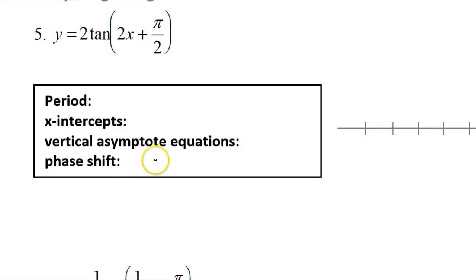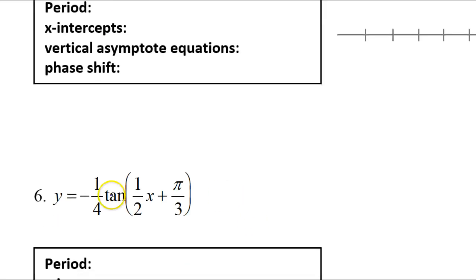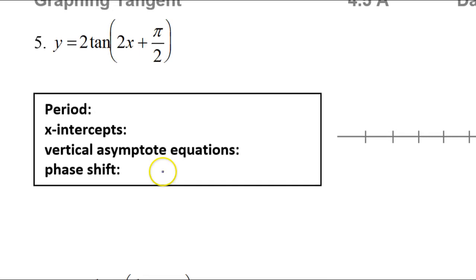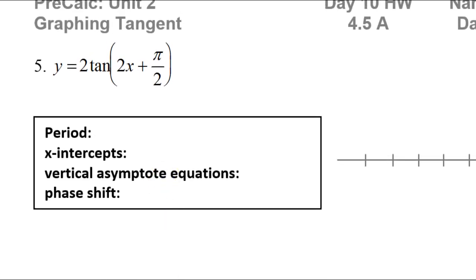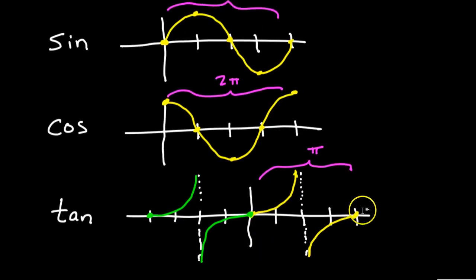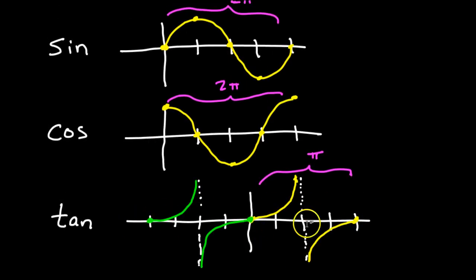Alright, in this video we are going to practice graphing the tangent function, and we're going to be dealing with changes in the period and phase shifts as we go. Oh, look, on the next problem we're also going to have a reflection, so we'll be dealing with that as well. Real quick, let's take a glance back one more time and remember the basic look of the tangent function.